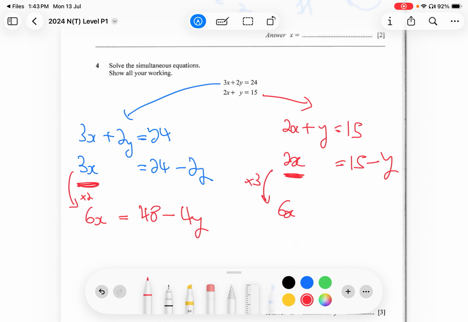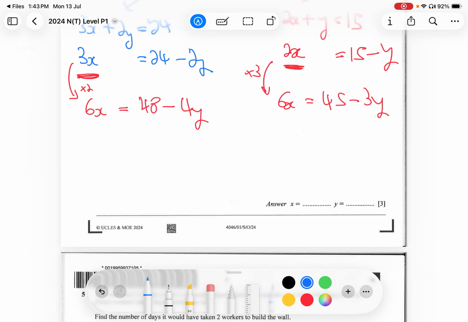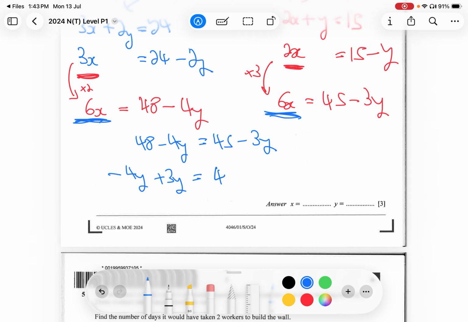Okay, for this. Then the next one, this will be times 3, 45 minus 3y. So now that these two are the same, the right side also the same. 48 minus 4y is 45 minus 3y. I put all the y on the same side, plus 3y. I put all the numbers on the right side. Minus y is minus 3. Y is 3. Y is 3.